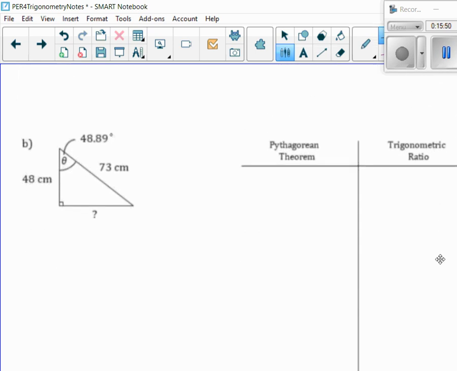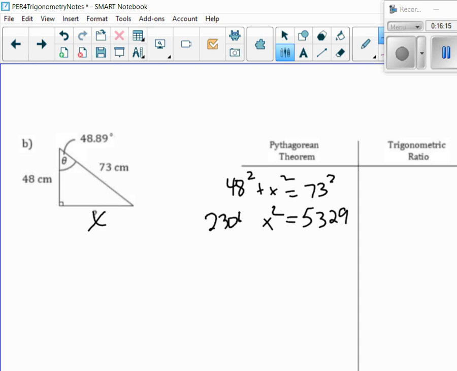So let's try this time. So we could say this is, I don't really like using O, but let's use X here. So do you see with Pythagorean Theorem, that would be 48 squared plus X squared equals 73 squared. So 73 squared is 5329. 48 squared is 2304. I subtract and get 3025. I get x equals 55 exactly, and that's centimeters again.